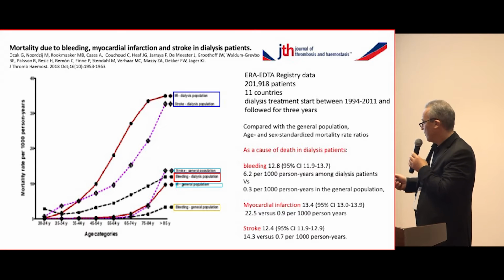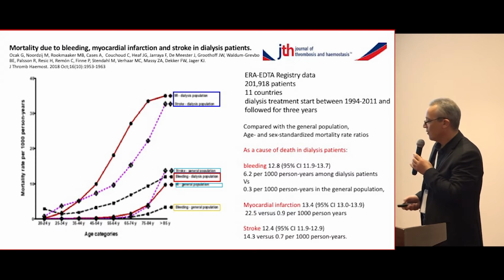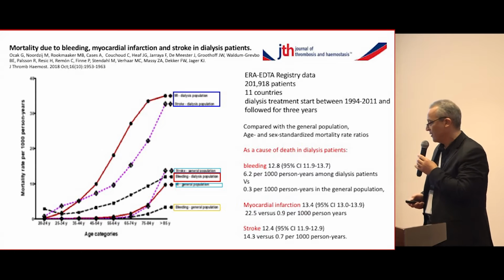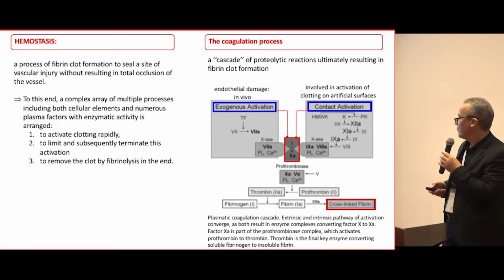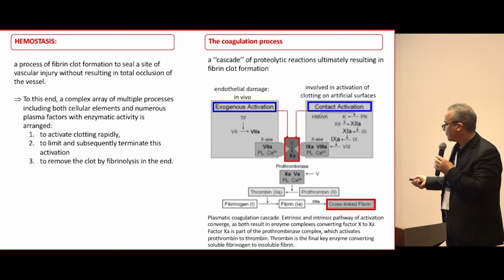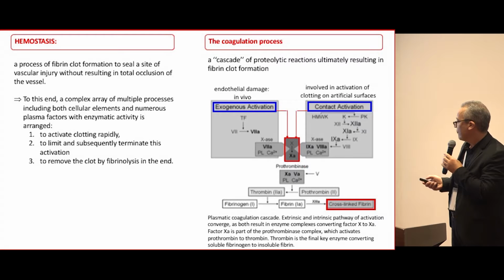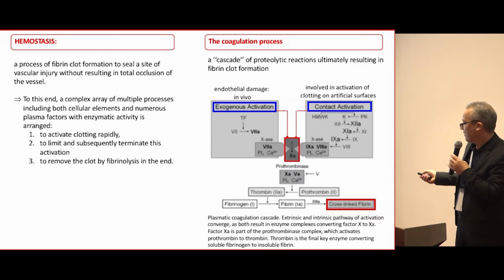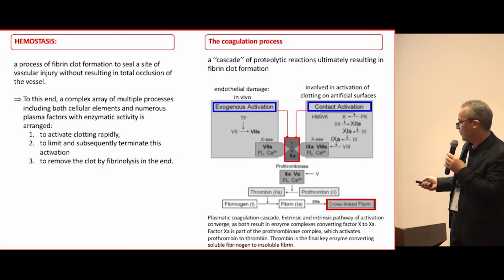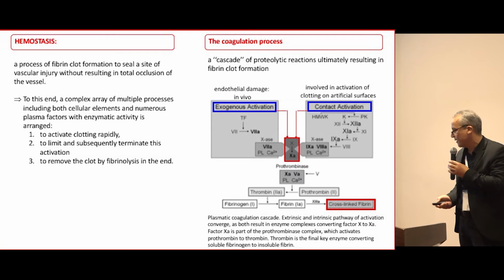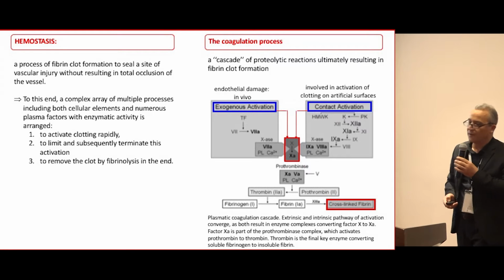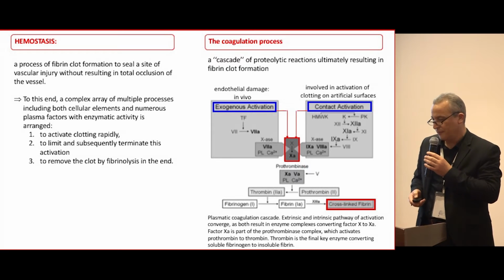And as you see here, especially for bleeding, it was increased by 6.2 per 1,000 person years among dialysis patients, compared to only 0.3 per 1,000 person years in the general population. Which is interesting when we look at the coagulation cascade and processes, I will not spend time on this, but just look at the intrinsic and extrinsic pathway inducing the activation of factor 10, and factor 10 is a key factor for this cascade. The factor 10 will activate prothrombin to thrombin 2A and then activate fibrinogen to make fibrin clot and thrombosis.